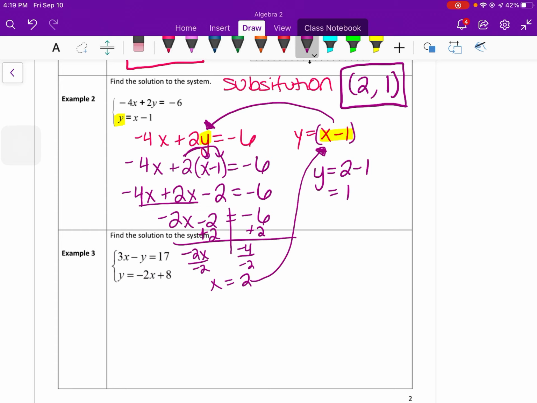I like to set it side by side so that I know I have to do work in both columns until I'm done. So I do the work here and then I do the work here as well when I substitute it back in.